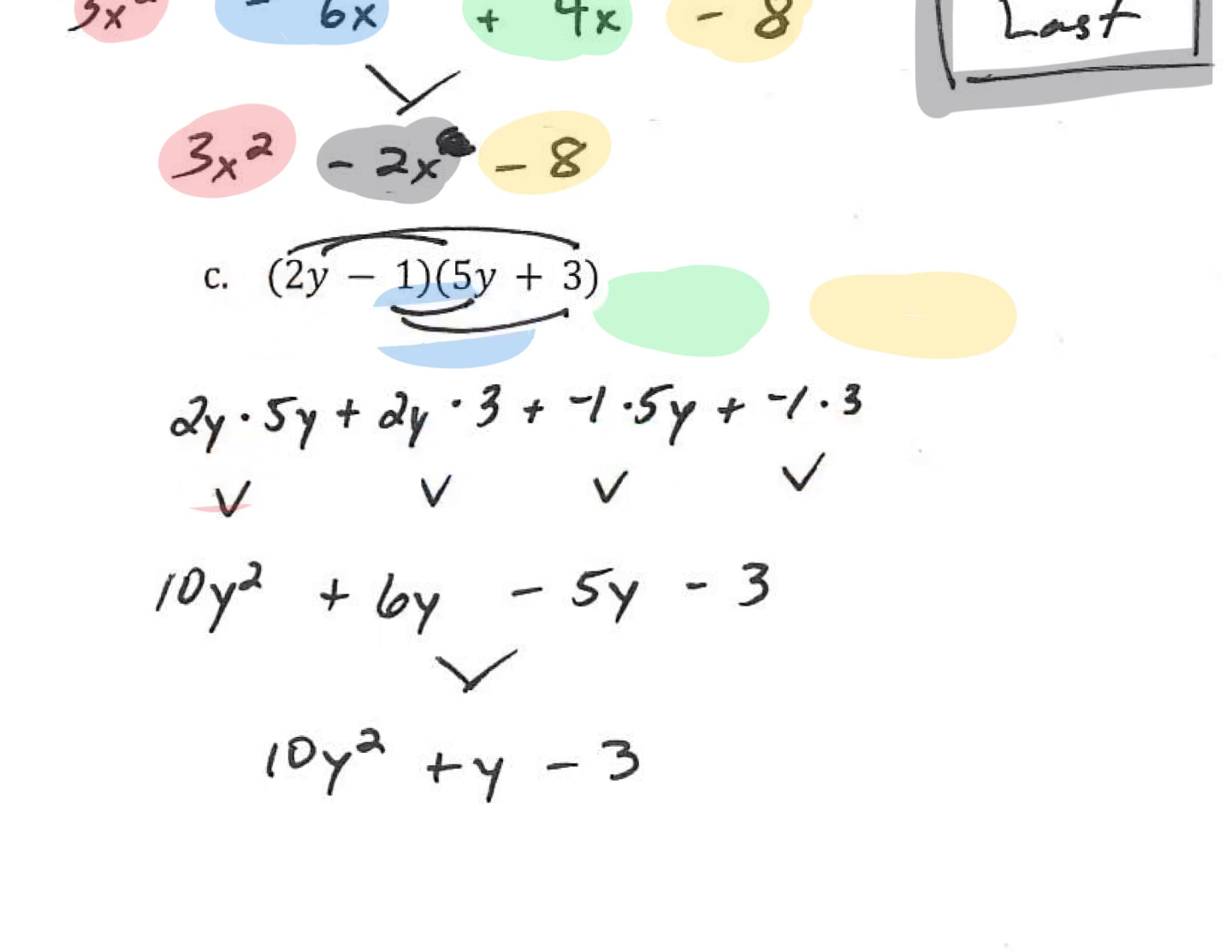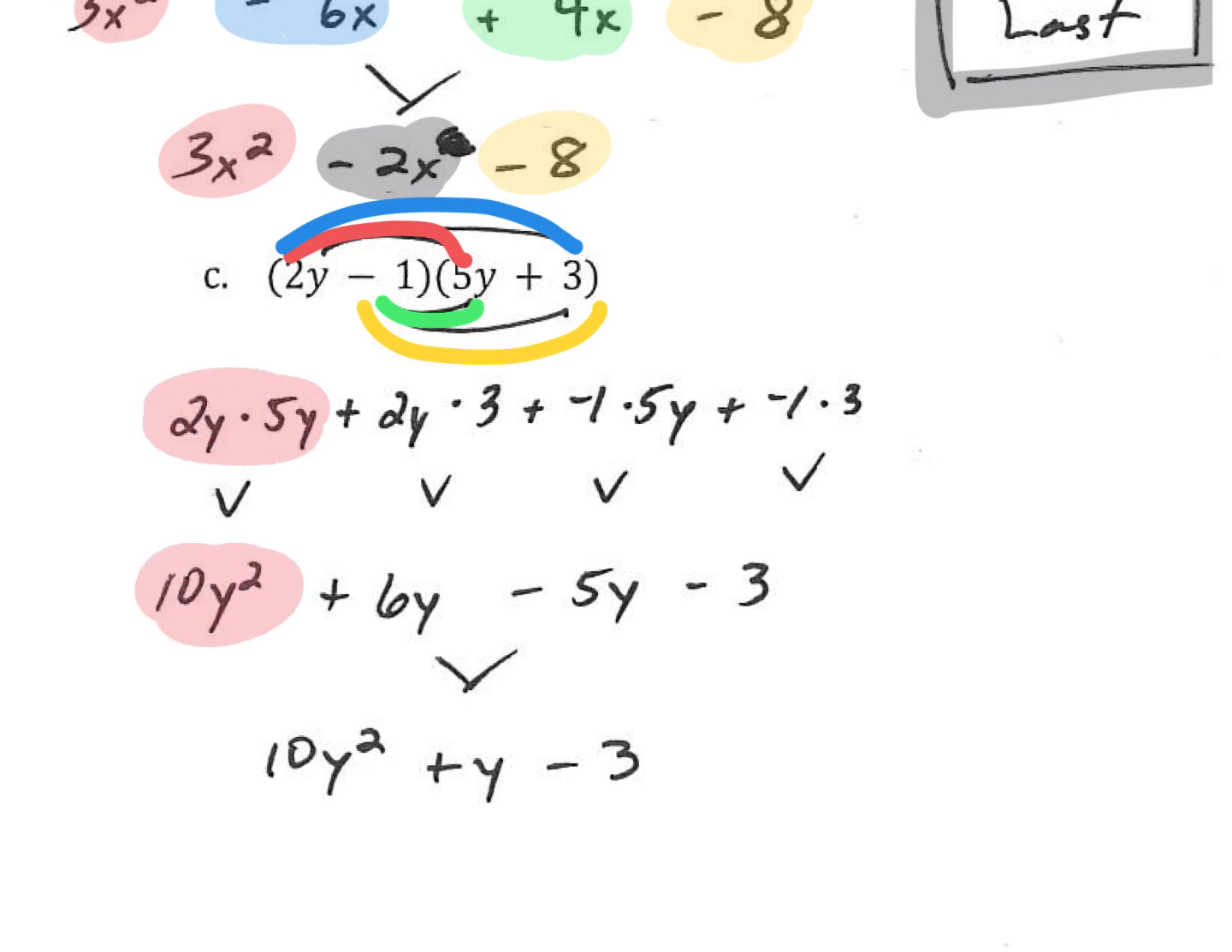So this last example, for example C, we're just still going to use this FOIL pattern. We need to multiply the first two terms, 2y times 5y. 2y times 3 would be outer. Inner means negative 1 times 5y. Last means negative 1 times 3. So let's go through and highlight this multiplication.